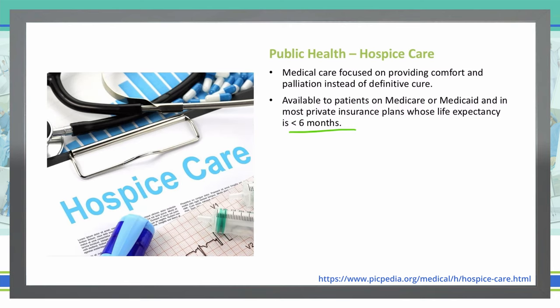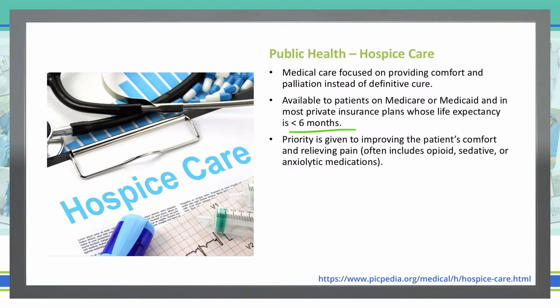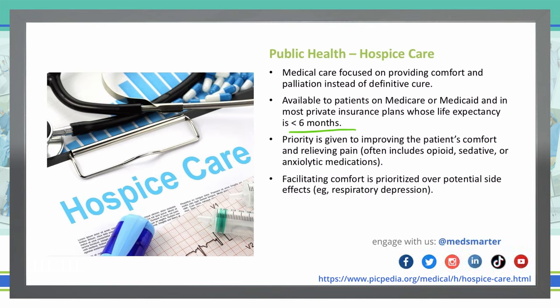Hospice care specifically is going to be prioritizing comfort and relieving pain. So we will give opiates, sedatives, anti-anxiety medications, probably at higher doses and higher intervals than a normal patient, because we're really trying to make sure that patient's comfortable at the end stage of their life. We are prioritizing that over potential side effects like respiratory depression. If we give more oral morphine to patients, it's going to depress their respirations, but it's also going to make them more comfortable.